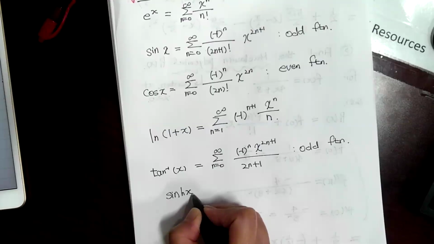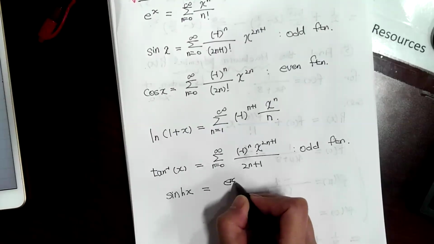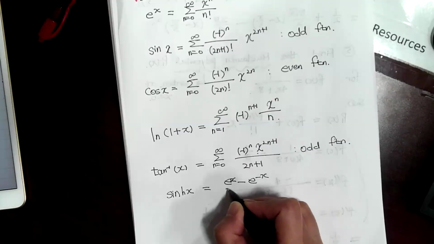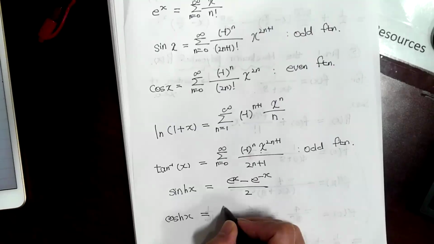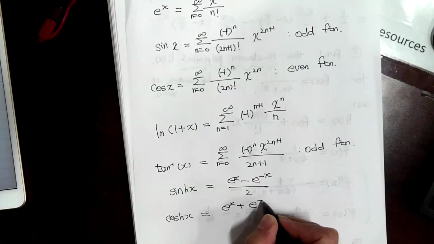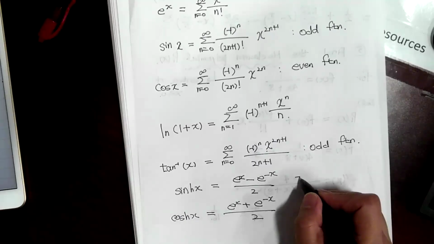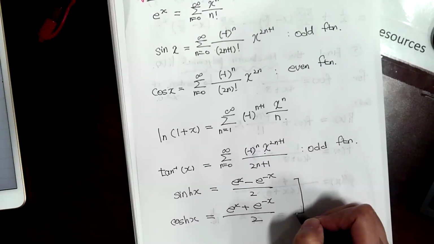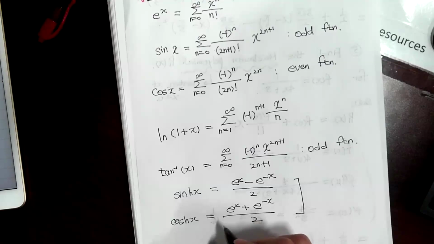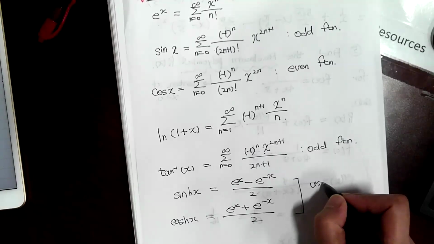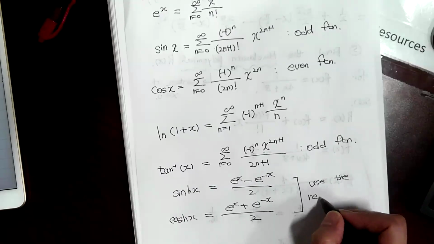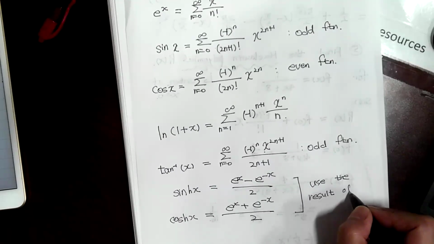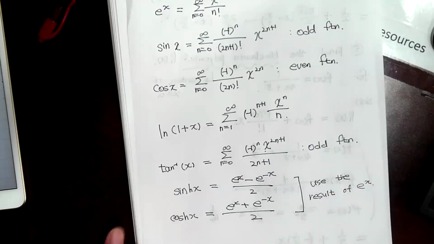Hyperbolic sine of x is defined as e to the x minus e to the minus x over 2. And hyperbolic cosine of x is e to the x plus e to the minus x over 2. It is not the Maclaurin series expansion, it's a definition, but you can use the result of e to the x to figure out what that is.